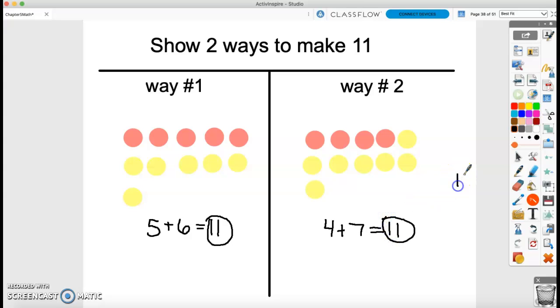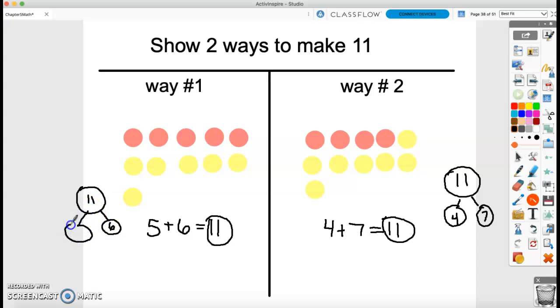So this number bond would be 11, 4, and 7. And this number bond would still be 11 as the total, but the 2 parts would be 6 and 5.